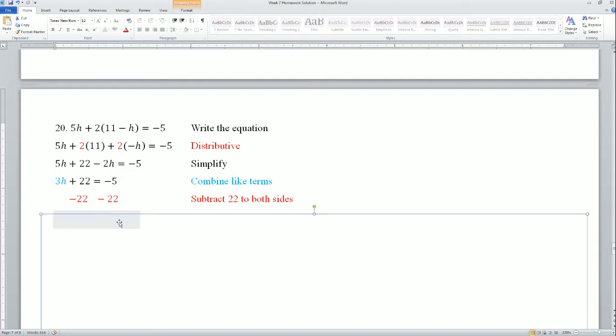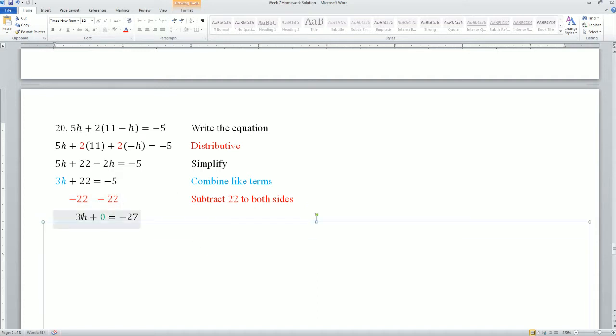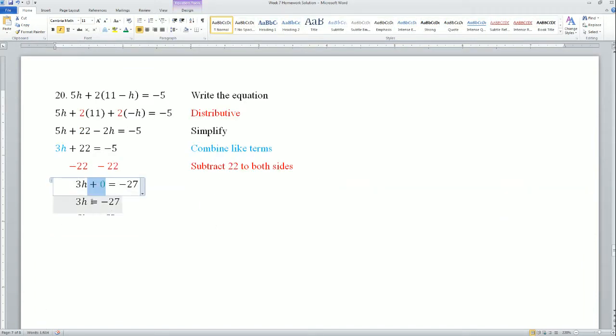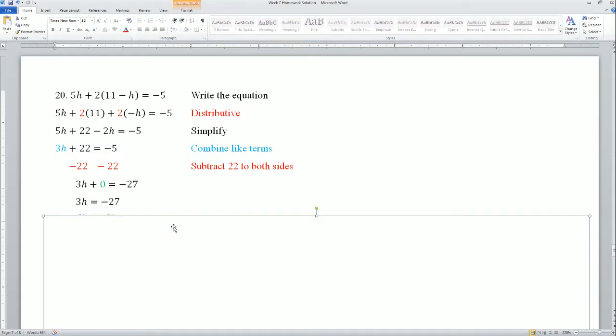Subtract 22 to both sides. What do I get? On my left hand side, I have a 3h plus 0. The 0 comes from the 22 minus 22. On my right hand side, the negative 5 minus 22 gets me my negative 27. No one cares about the plus 0, but again, it exists because that comes from the 22 minus 22. It simplifies into 3h is equal to negative 27.